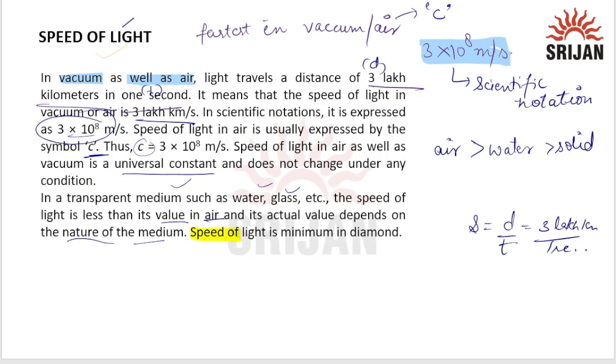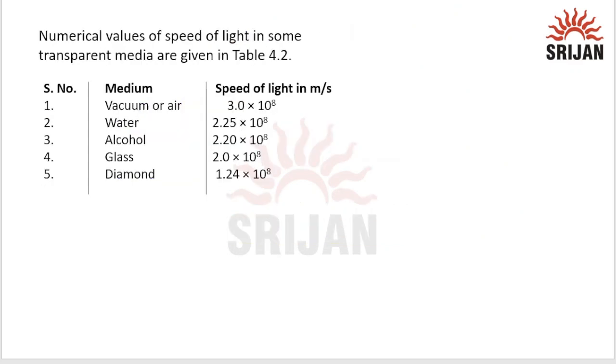And the speed of light is minimum in diamond because diamond is the hardest substance, and the density of the diamond particles is very high, means the molecules are very closely packed, so it gives less passage to the movement of the light. If you can see here that the speed of light in vacuum is 3 into 10 raised to the power 8, and in water, alcohol, glass and diamond, all these speeds are less in comparison to air, and in diamond it is minimum.